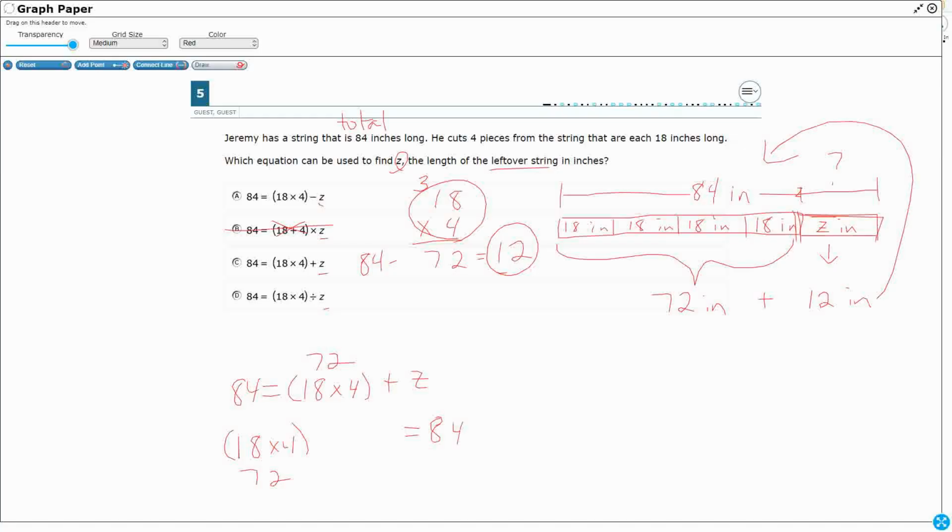So I can write it like this, or I can write it like this. If I were to add the Z to the 18 times 4, that would give me my 84. And if I wanted to solve for it, I could subtract. So you see here, we're going to add the Z to the 18 times 4, and that's going to equal that total of 84, C.